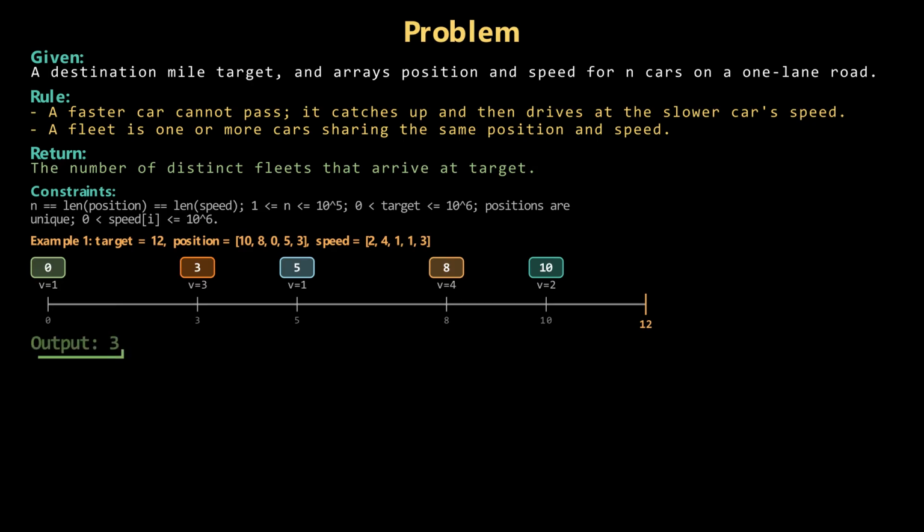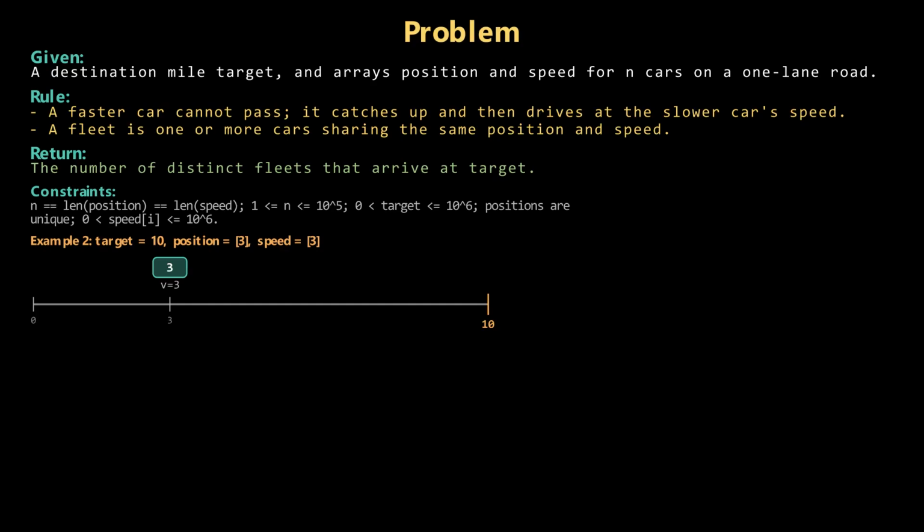The answer is 3. Example 2. Target is 10 with a single car at mile 3 and speed 3. It reaches the destination alone, so there is one fleet.